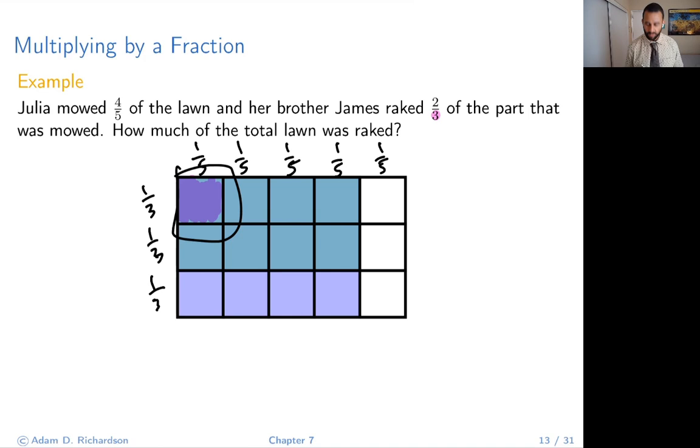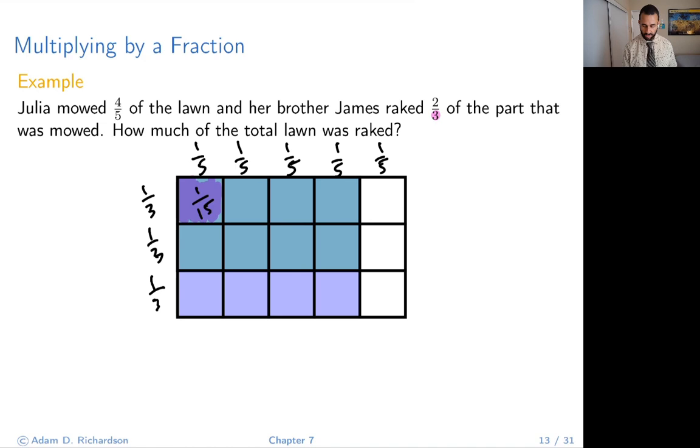Pretend that one square is the only thing you're looking at, and one side length is 1/5, and one side length is 1/3. What's the area? It's 1/3 times 1/5, which is 1/15. So let me back that up. This is 1/15. And each one of those little squares represents the quantity 1/15.